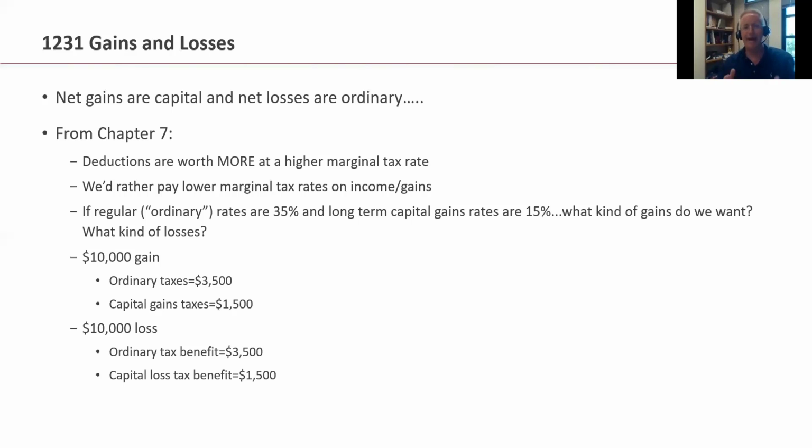So if I sit back and look at this and I say, okay, look at my gains. Which one results in lower tax? Capital gains. That's what I want. Look at my losses. Which one results in a bigger benefit? Ordinary losses. That's what I want. What did 1231 just give me? It said if you net it all together and it's a gain, treat it capital. If you net it all together, it's a loss, treat it ordinary. 1231 gives me exactly what I want.